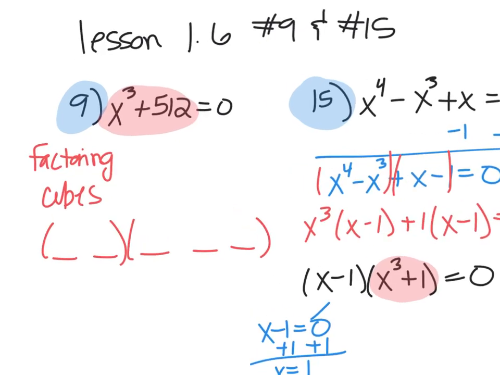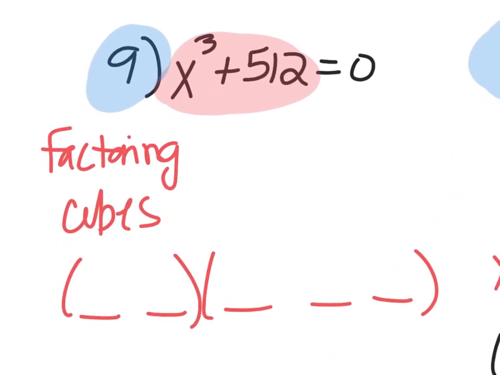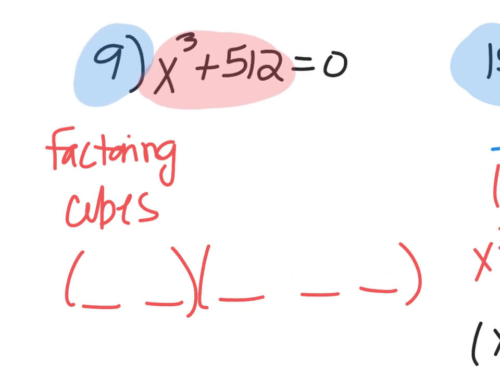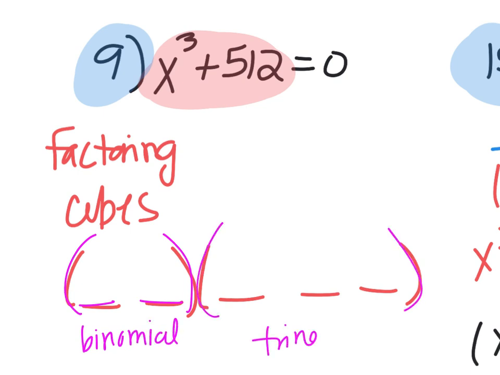The rule for factoring cubes, and I'm going to use number 9 as an example, is you take the cube root of each piece first, and that goes in your first set of parentheses. So your answer, you're going to have a binomial and a trinomial. And in the binomial, you're going to take your cube root.